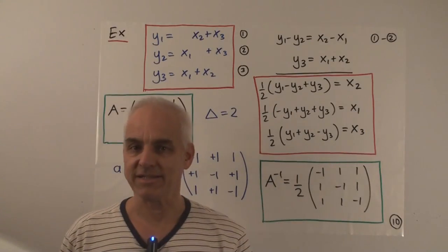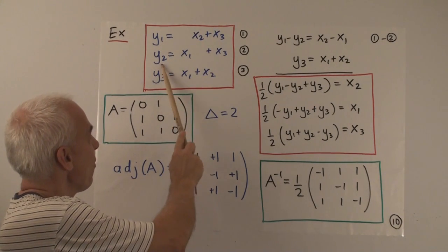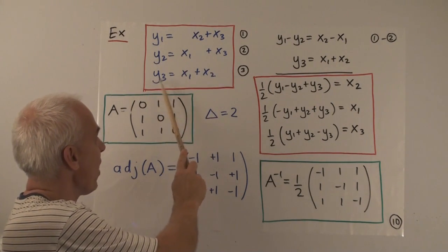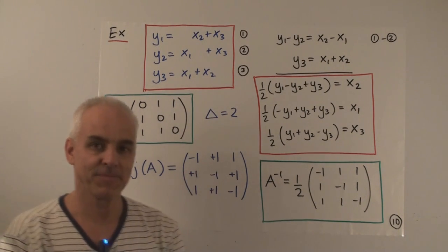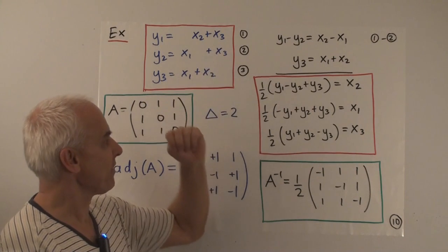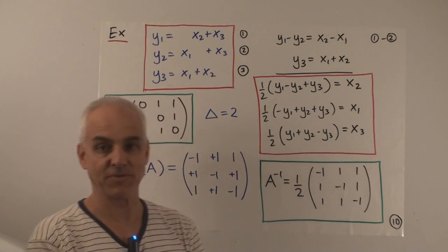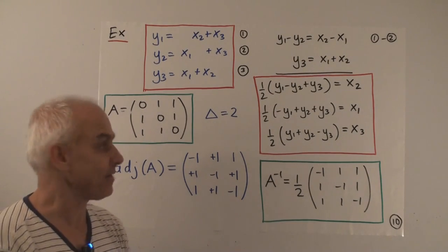That if you do these in the opposite order, you're still going to get the identity matrix. So let's have a look at a nice example where we have y1 is x2 plus x3, y2 is x1 plus x3, and y3 is x1 plus x2. Okay, so this is easy enough that you could say, well, let's just use high school algebra to solve for the x's in terms of the y's. And you can do that very easily.